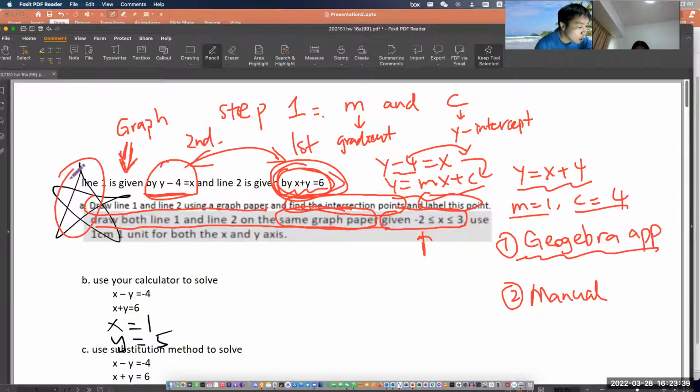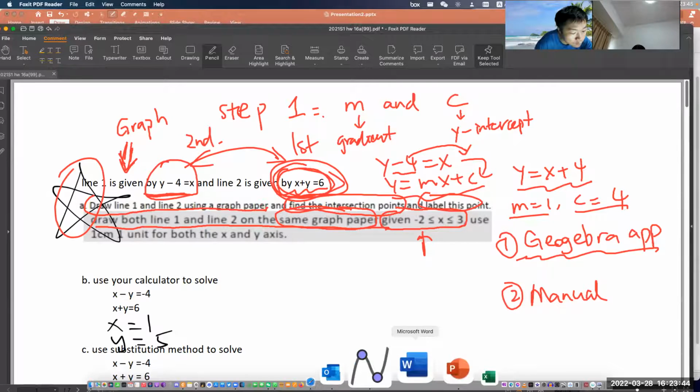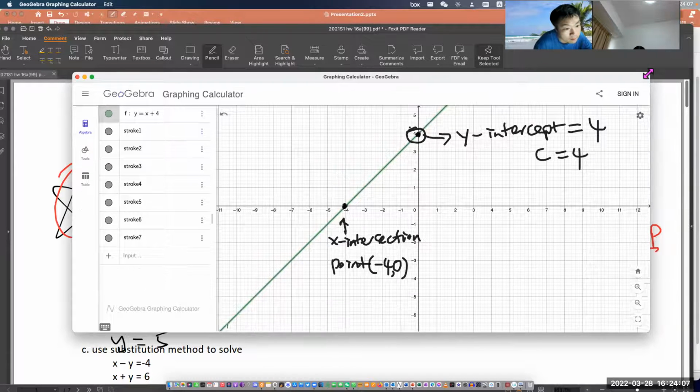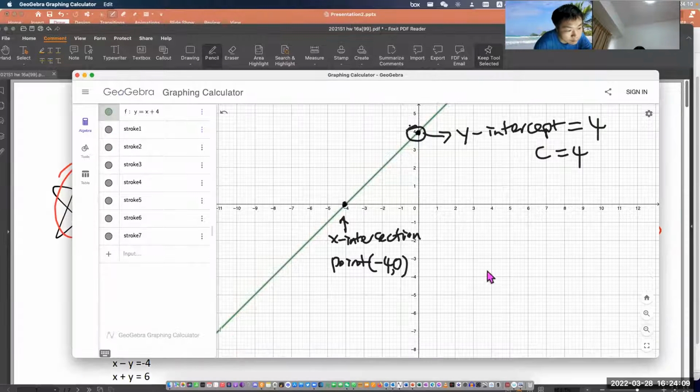Okay, good. So what if you cannot use the GeoGebra app to draw? What if you cannot just key this in and then get the line out? With the GeoGebra app, we can just key in y equals x plus 4, and then we will get the line out, right? So what if you cannot? You don't have the GeoGebra app in your exam, right? You don't have this luxury. Then what to do now? Any idea?